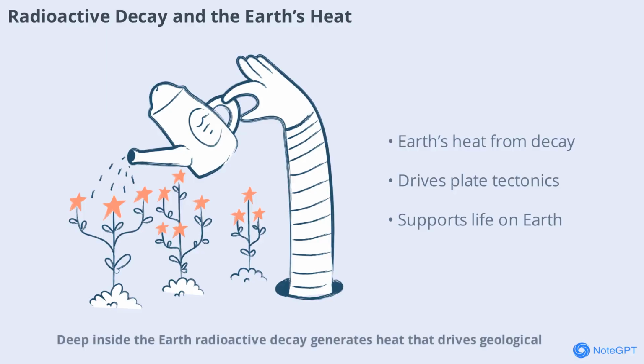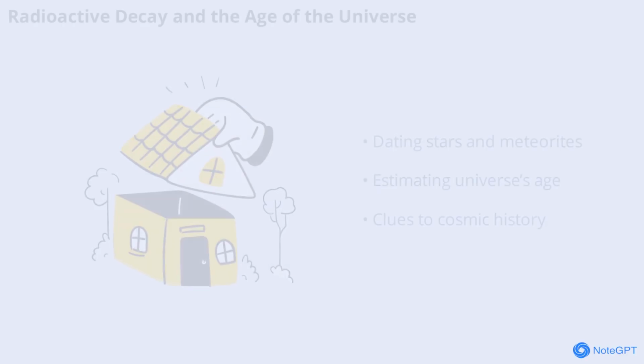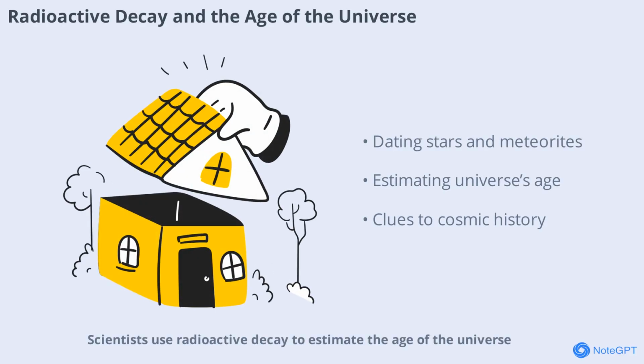Deep inside the Earth, radioactive decay generates heat that drives geological processes like plate tectonics and volcanic activity. The decay of elements like uranium, thorium, and potassium releases energy that keeps the Earth's core hot. This heat is essential for maintaining the planet's magnetic field and supporting life by recycling nutrients through volcanic eruptions and earthquakes.